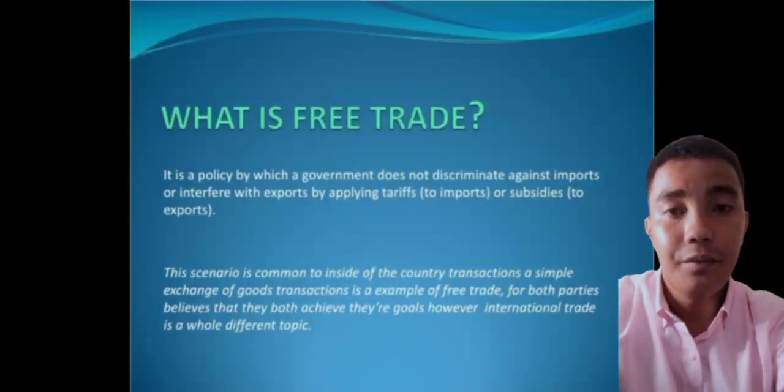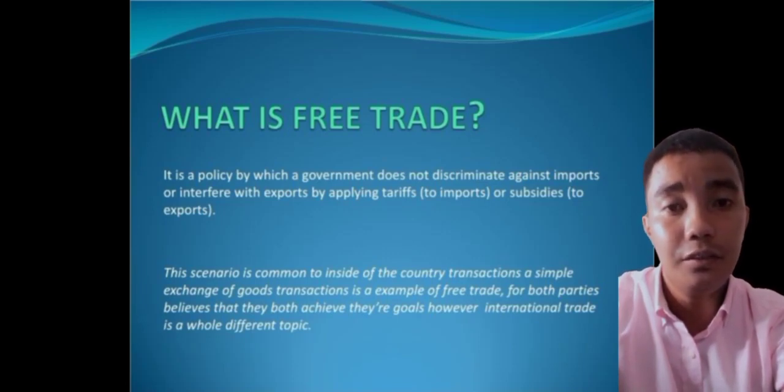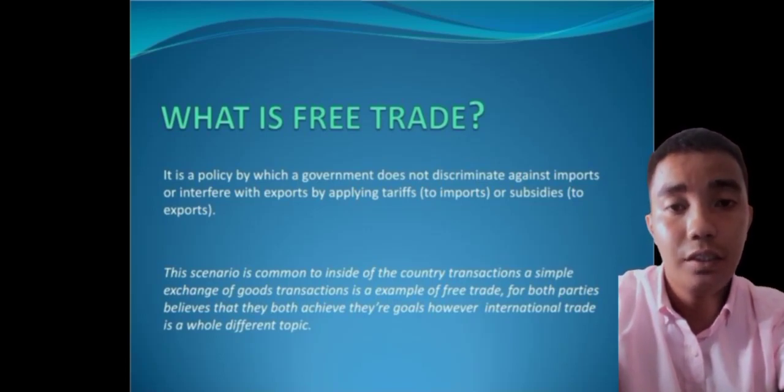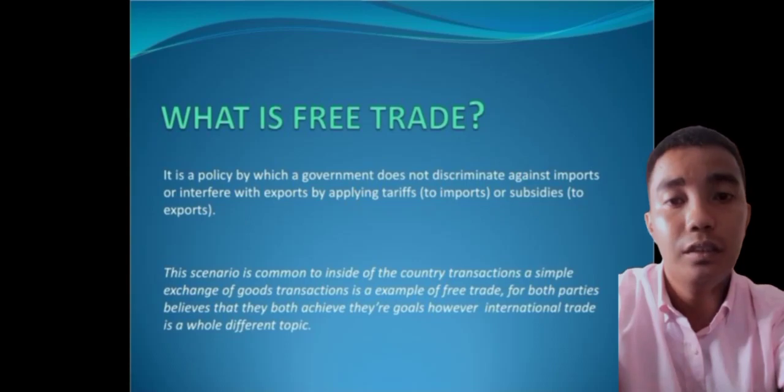What is free trade? It is a policy by which a government does not discriminate against imports or interfere with exports by applying tariffs to imports or subsidies to exports. This scenario is common to transactions inside the country. A simple exchange of goods is an example of free trade, for both parties believe that they achieve their goals. However, international trade is a whole different topic.